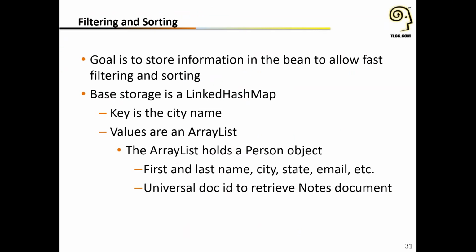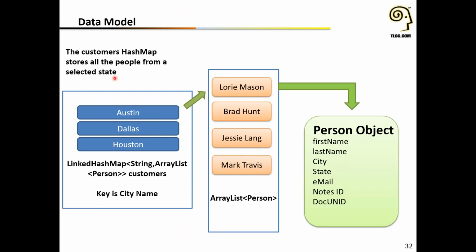So how do I do this? Kind of easier if I show you a picture. When the user selects a state, we're going to load up into a HashMap, the customers HashMap, all the cities, and the key is going to be the city name. But the value is going to be an ArrayList of all the people in that city. Now, when I have an ArrayList of all the people in the city, I don't just want to show the name of the person. I want to have all the information about a person.